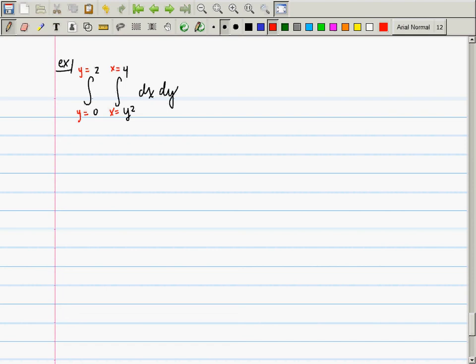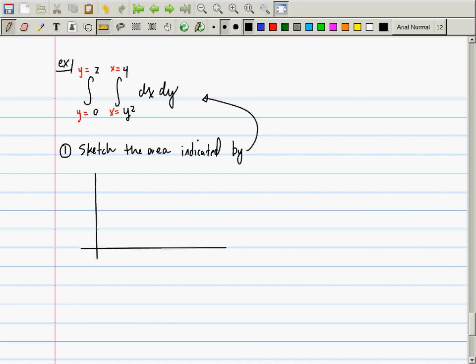Okay, so now that that is complete, the first thing I want you to do is sketch the area indicated by this integral. Think about this for a minute.